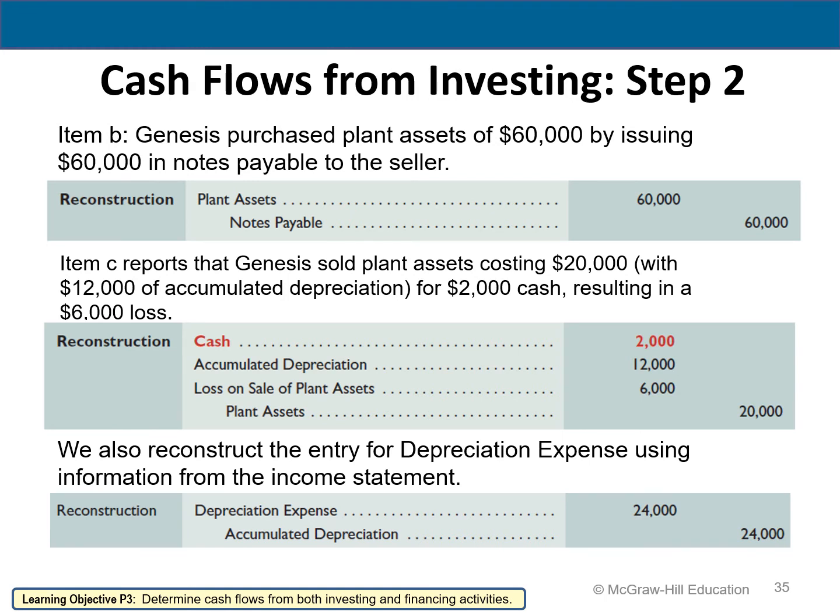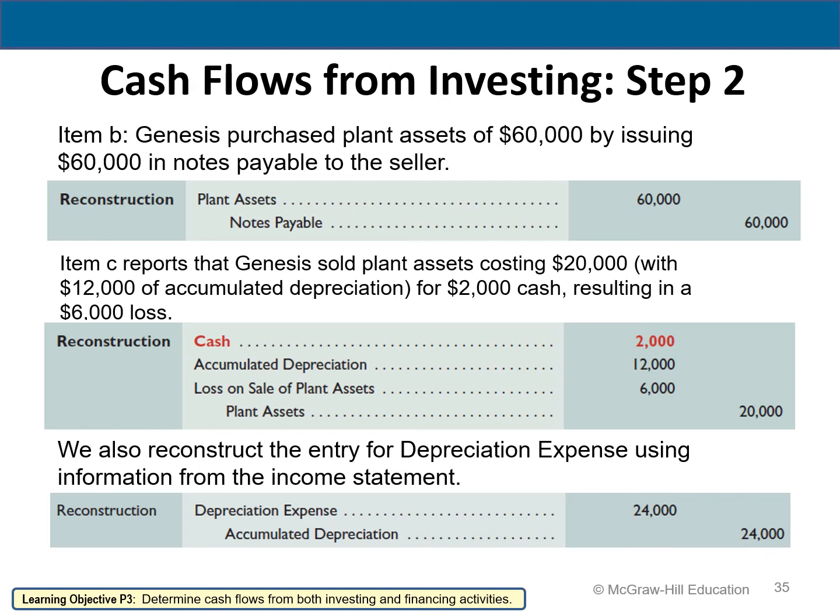So when we prepare the reconstructed entries from the prior transactions, here's what we come up with. So in item B, they told us that Genesis purchased the plant assets for $60,000 by issuing a note. Well, what happened probably was they debited plant assets for 60 and they credited notes payable, right?